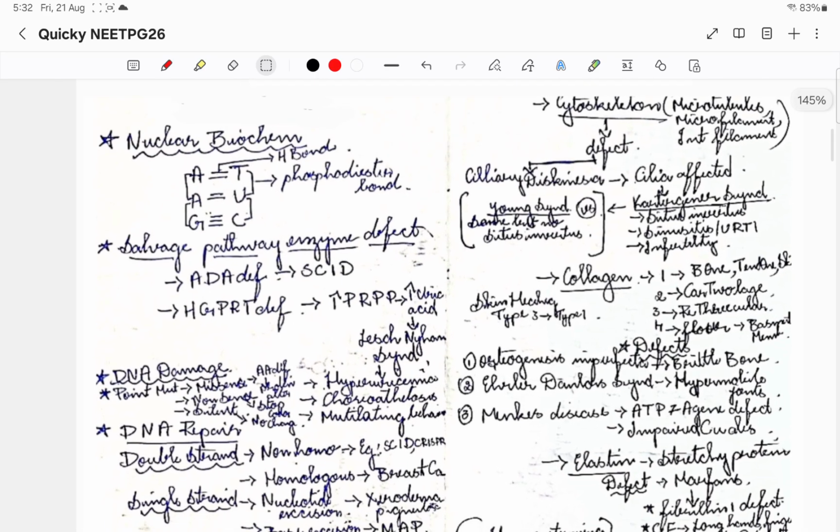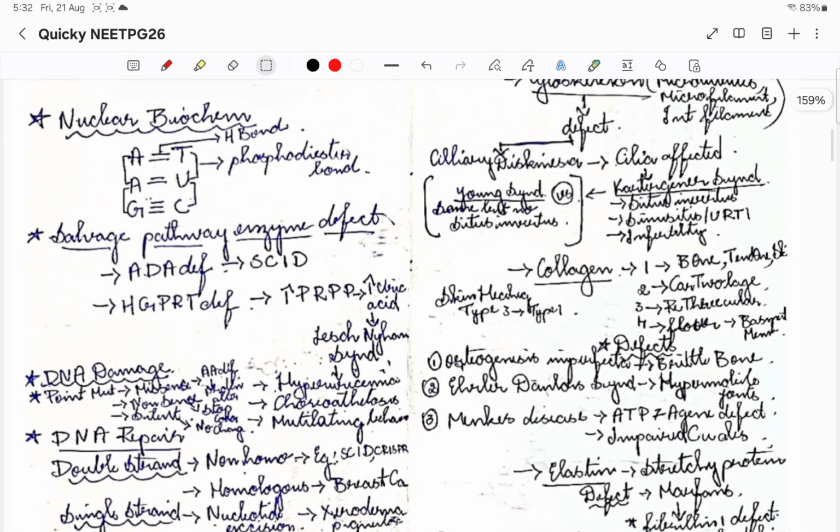Okay, so starting off, we'll go with the nuclear biochemistry. So in nuclear biochemistry, the information that you need to have is the structure of DNA and what exactly the bonds are with respect to DNA. Okay, so between A and T, remember this in that way only. Between A and T, A and U, and G and C, this bond is gonna be H bond, hydrogen bond.